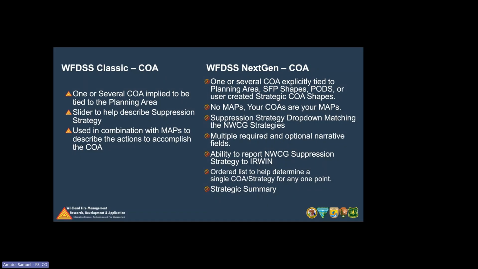And the other big thing was we turned the suppression strategy into a drop-down, and those match the NWCG strategies. And you do have the option to report those to Irwin if you choose to. You don't have to. So instead of the slider that was kind of squishy, made things a little bit difficult with the management direction alignment table and tying your WFDS decision to your 209, now you can be very explicit so that you're in line with what's going into your 209.